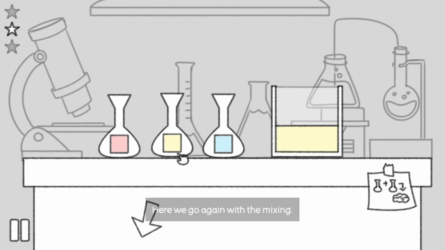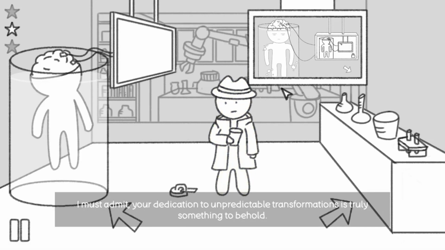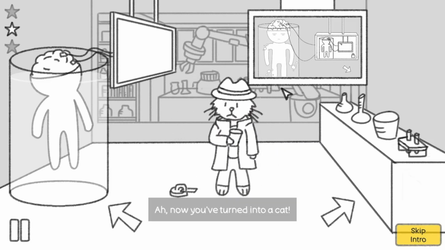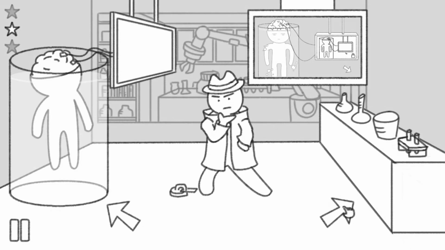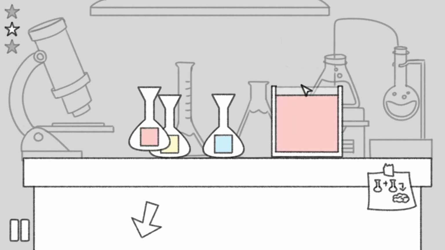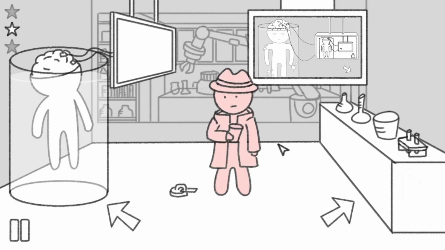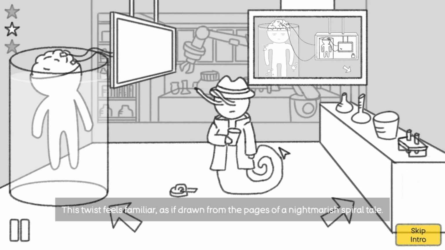Here we go again with the mixing. I must admit, your dedication to unpredictable transformations is truly something to behold. Now you've turned into a cat. Fluffy and adorable, but do you also feel the urge to knock things off tables? A giant snail transformation. This twist feels familiar, as if drawn from the pages of a nightmarish spiral tale.